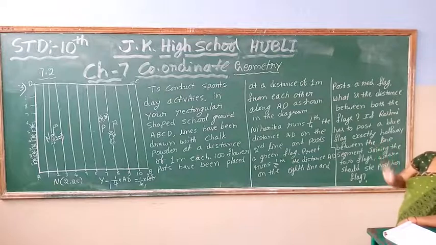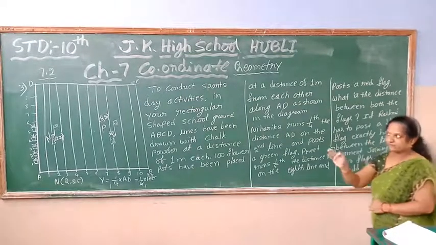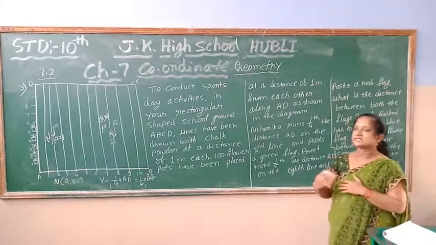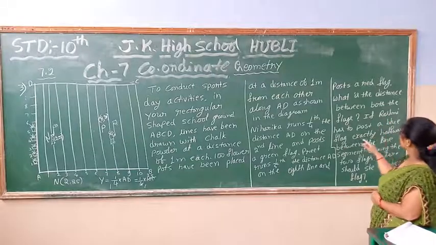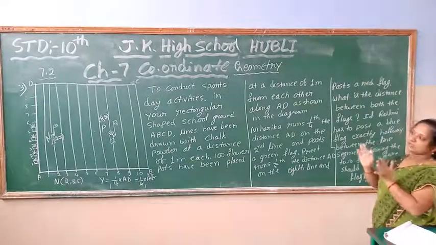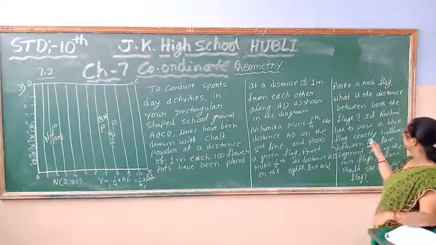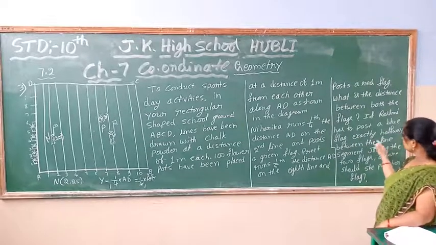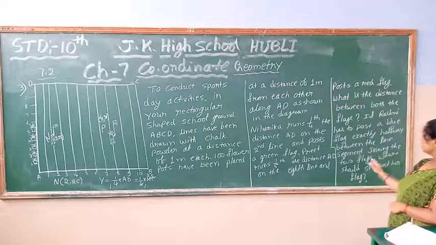So I find out the distance between the green flag and the red flag, children, by using the distance formula. If Rashmi has to post a blue flag exactly halfway, we have to find the midpoint, exactly halfway between the line segment joining the two flags.